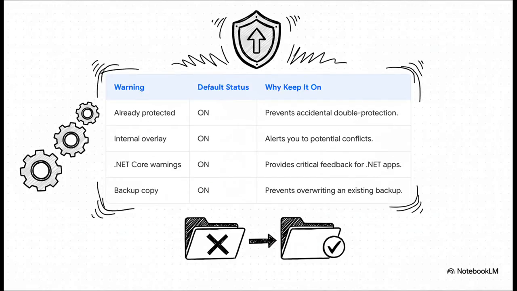This table shows just a few of the most important warnings, and it's probably a good idea to leave these on. They're designed to prevent simple but costly mistakes like accidentally trying to protect a file that's already protected, or to flag more complex issues like potential overlay conflicts or critical feedback for your .NET apps.